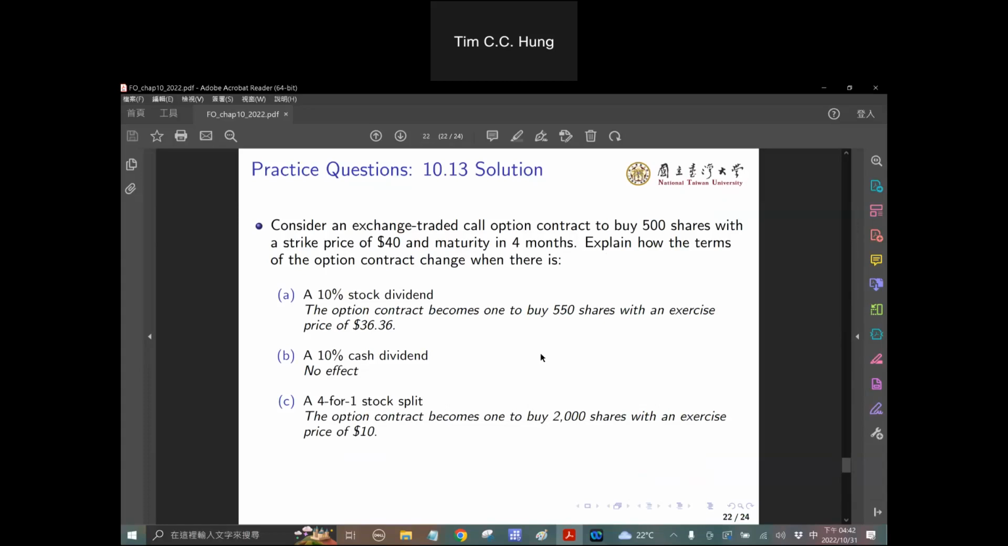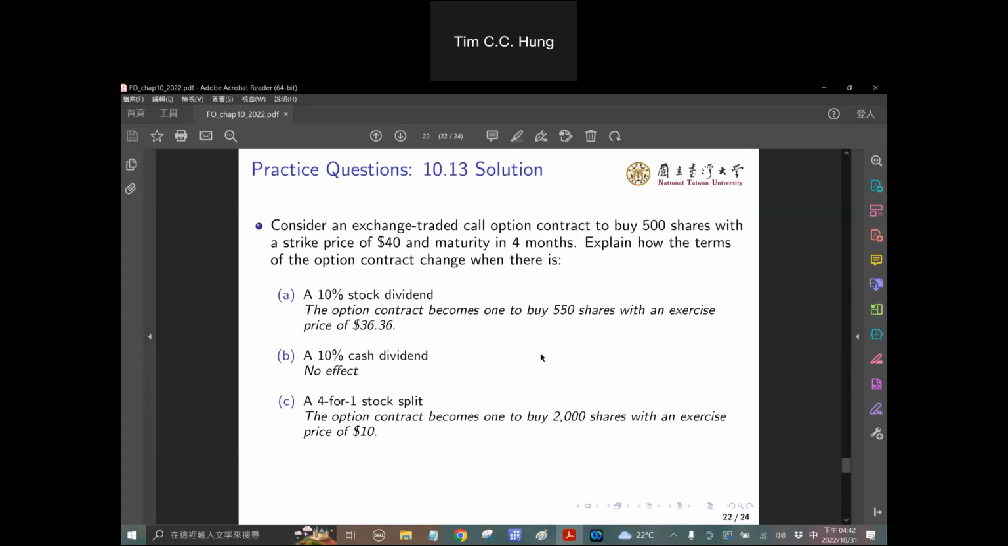C, a 4-for-1 stock split. It means that 1 share becomes 4 shares. So previously your term was to buy 500 shares, now it becomes to buy 2,000 shares. The strike price goes from $40 to $10, 1/4 of the original price.